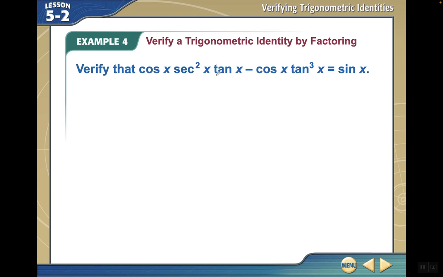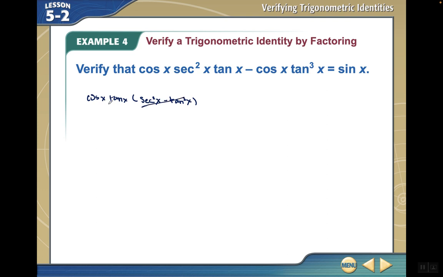So if I look at the left side of the equal sign, I'm going to take out a cosine x tangent x because my GCF is cosine tangent, since it's in both the terms. When I take it out of this first term, I'm left with secant squared. And when I take it out of this term, I'm left with tangent squared, so minus tangent squared. Well, if I look at my Pythagorean identities, secant squared x minus tangent squared x just equals 1.